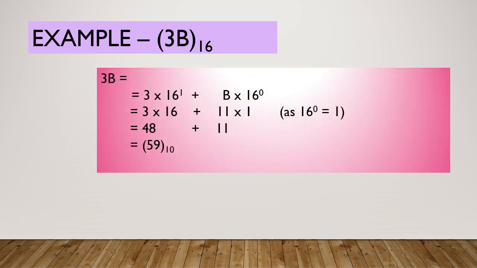If you break up the digits, B is on the rightmost position and its place value is 16 raised to power 0. 3 is the next one, which is 16 raised to power 1. When we multiply these and add up the products, we get 48 plus 11, which sums up to 59 in decimal. So 3B in the hexadecimal number system is equivalent to 59 in the decimal number system.